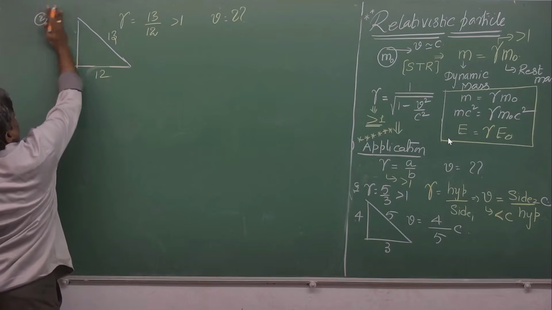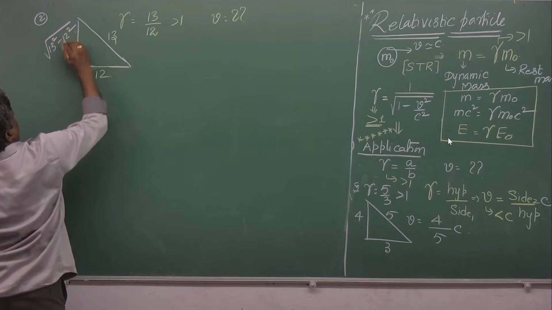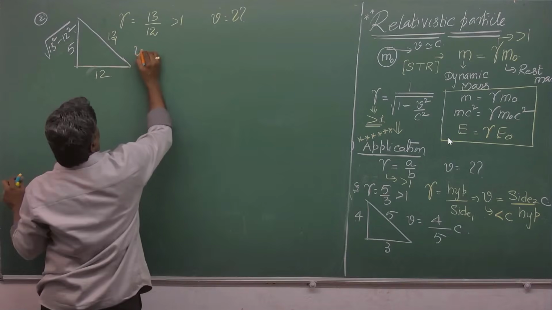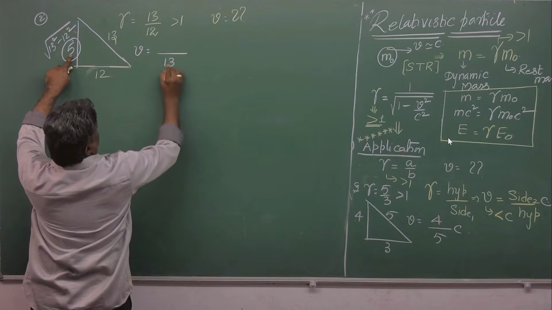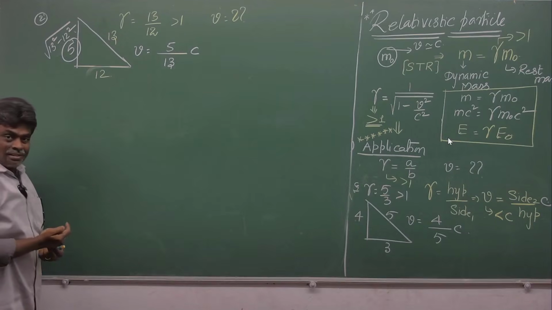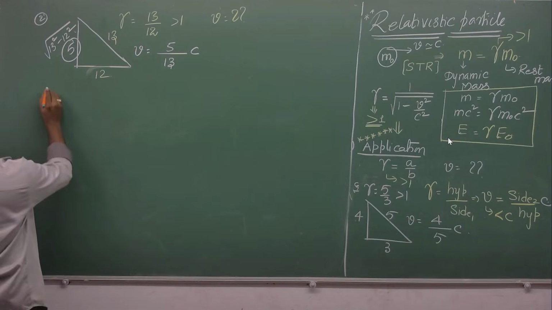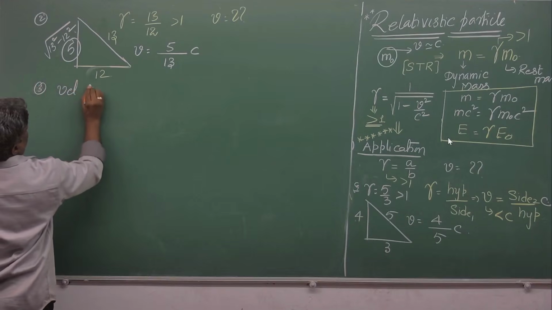Maybe you will get a doubt how the sir got 5. 13 square minus 12 square, 5. Now velocity equal to denominator. Here. Let us reverse. Velocity is given.